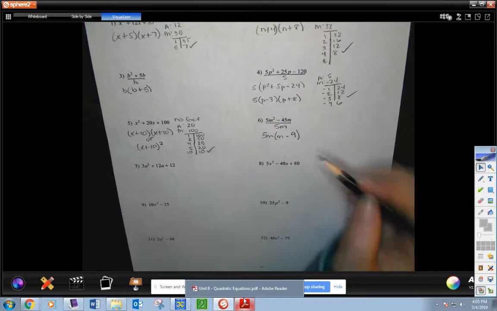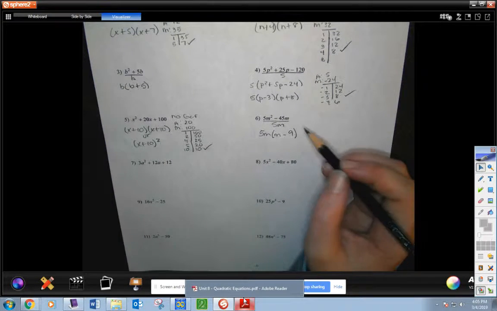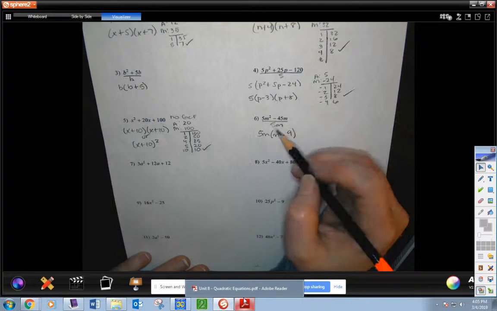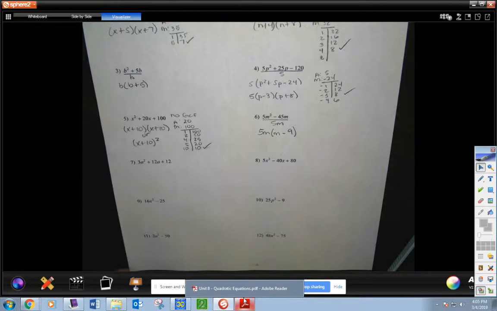Okay, from here, I got to check to see if it's a difference of squares or if it is just GCF. Since this is not squared, this is done and you cannot do anything else.